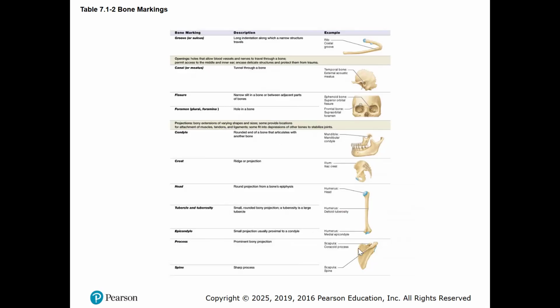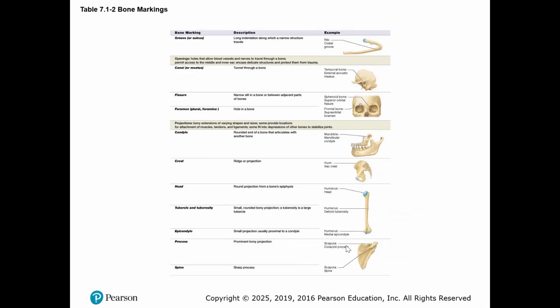So an epicondyle is simply a small, rounded projection, smaller, obviously, than a tuberosity, but it's going to usually be on the distal end of a bone, whereas a tuberosity or a trochanter is going to be on the proximal end. So epicondyles are usually on the distal end. Processes are prominent bony-like projections. Okay, so different in a way from a ridge, or excuse me, a crest.